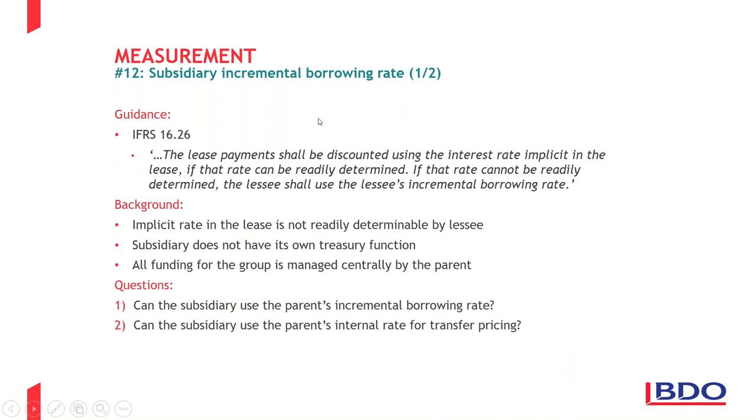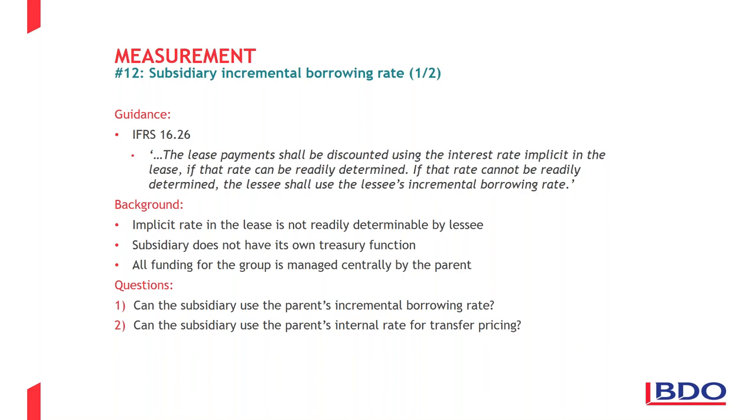If you look at the next one, we get a lot of questions on the measurement side around incremental borrowing rate. Now, IFRS 16 in paragraph 26 talks about the lease payments shall be discounted using the interest rate implicit in the lease, if that rate can be readily determined. If that rate cannot be readily determined, the lessee shall use the lessee's incremental borrowing rate. So, implicit rate in the lease is not readily determined by the lessee.